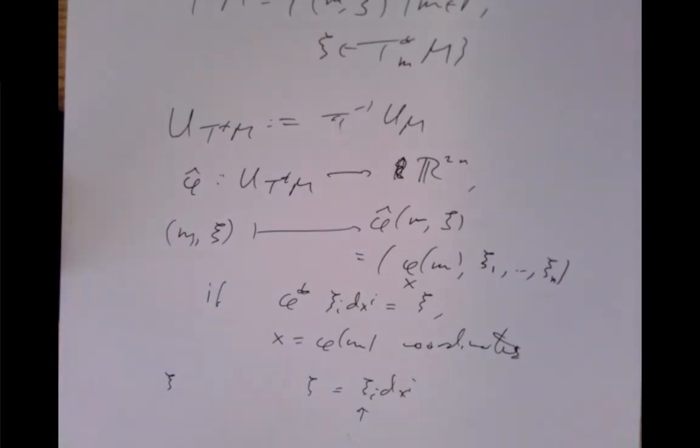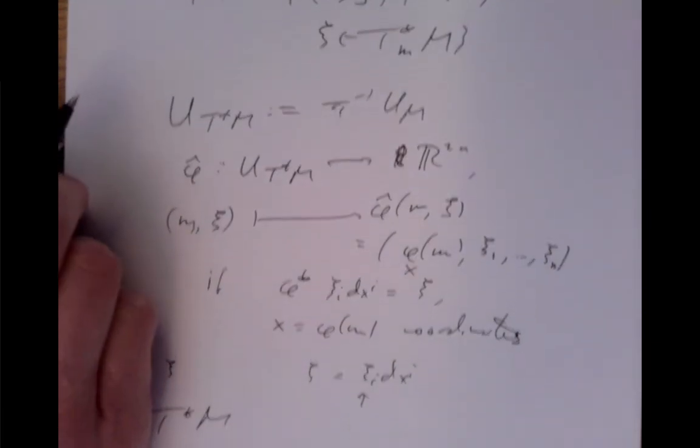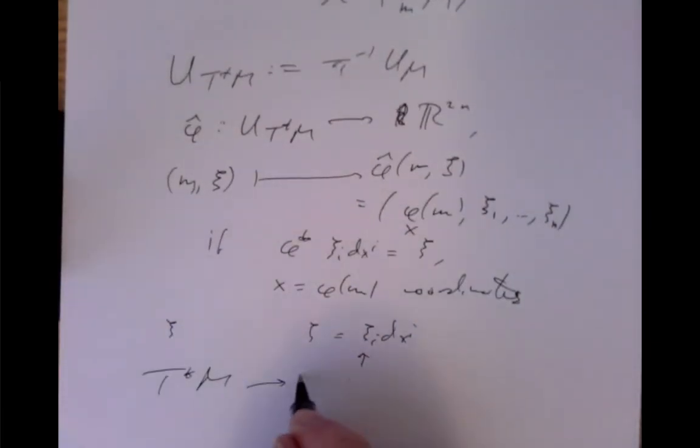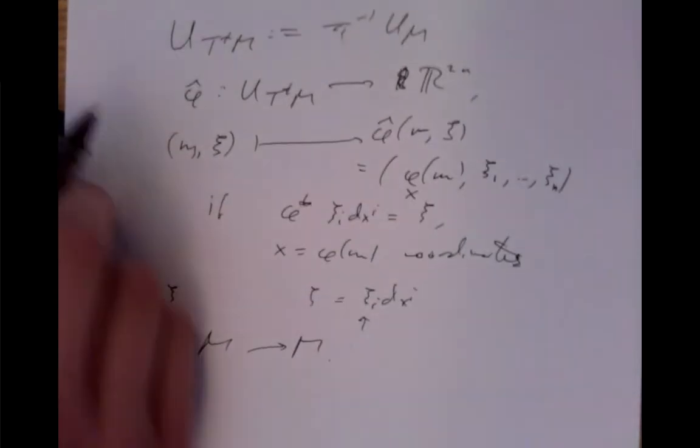So that gives us a manifold structure. I won't write it all out. It makes T*M, this collection of all cotangent vectors, into a manifold over the manifold M. And I'll leave you to check what the coordinate transition maps are.